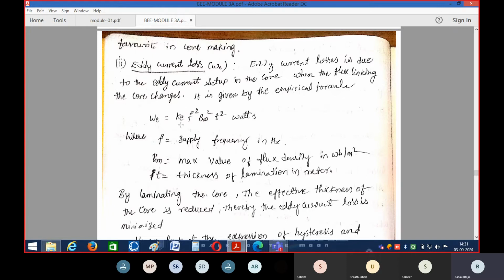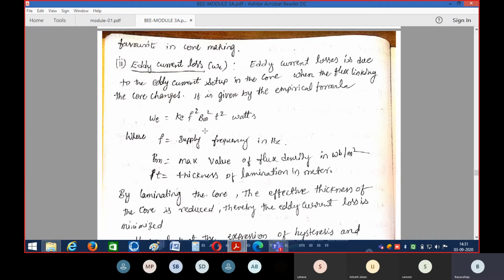Here KE represents the constant, the eddy current constant. Here F is, as usual, the supply frequency. The B maximum is nothing but the flux density. Here T represents the thickness of lamination.